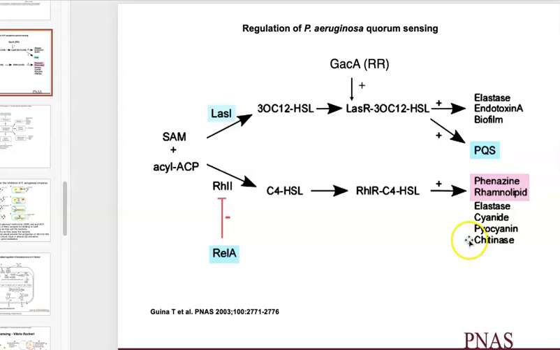Another cool thing that the RHL system seems to activate is a chitinase. And I guess it shouldn't surprise you, if you've got a microbe like Pseudomonas that's pretty prolific in the environment, that they would produce a chitinase that can help them eat, I don't know, grasshopper exoskeletons, I guess. Or it probably has more to do with the potential antifungal properties, because chitin is a component of yeast cell walls.